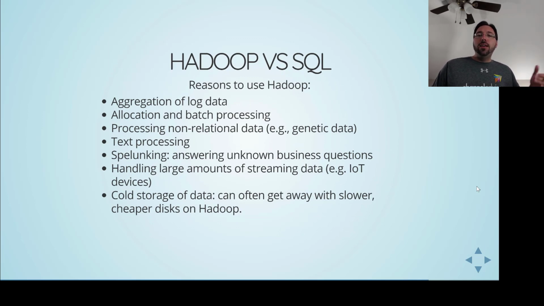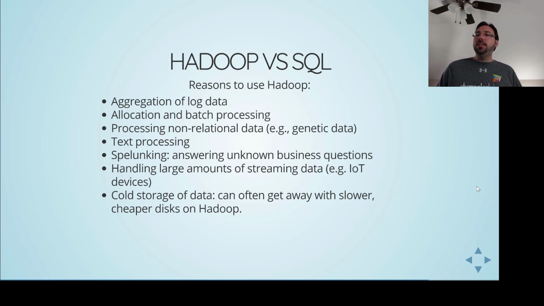On the Hadoop side, if I need to aggregate lots of data and batch process that data, this is typically cheaper than using equivalent relational databases. If I want to process text data or genetic data, Hadoop, definitely over a relational database. If I want to try to answer unknown business questions, this is where Hadoop can shine with its data lake concept. I store a bunch of data of sometimes dubious, sometimes great provenance, but that data is there and I know how to access it.